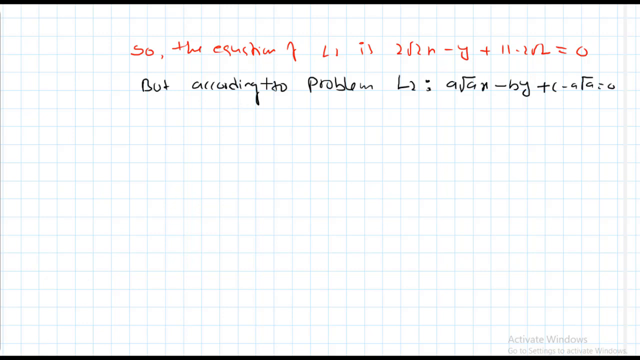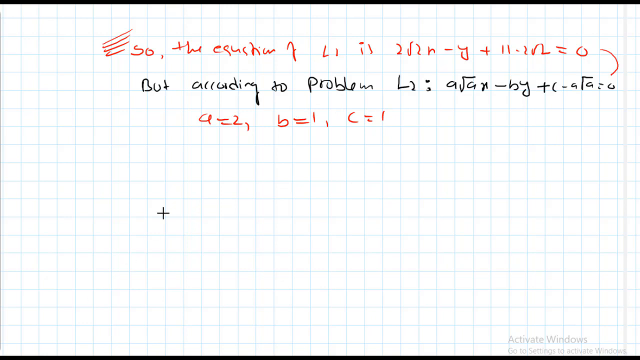Okay, students, according to the problem, the equation of L2 is given as a root 2 x minus b y plus c minus a root 2 a equal 0. Actually, we got the equation of L2 as 2 root 2 x minus y plus 11 minus 2 root 2 equal 0. Now we just need to compare these two. So these two are identical lines. So directly comparing this, you will get a equal to 2. So b equal to 1. Okay, na? c equal to 11.